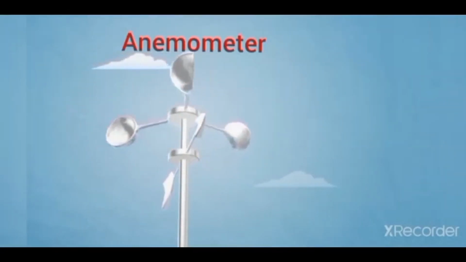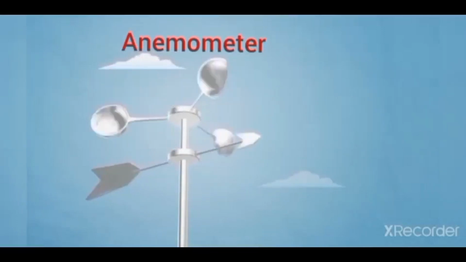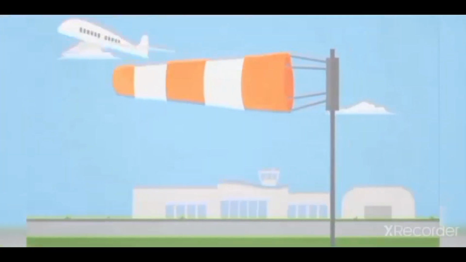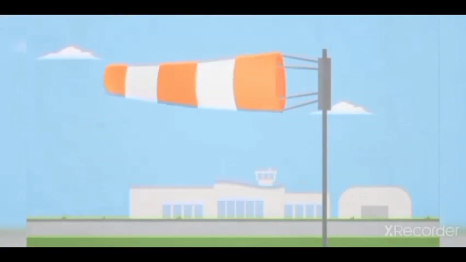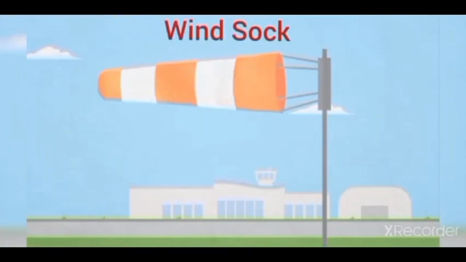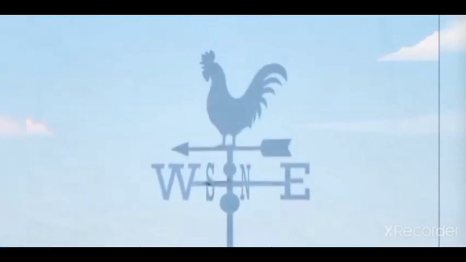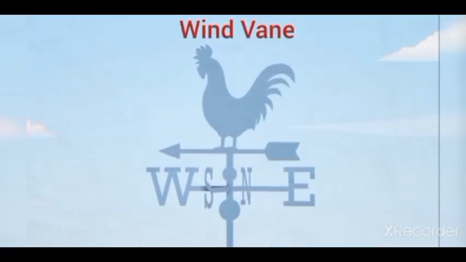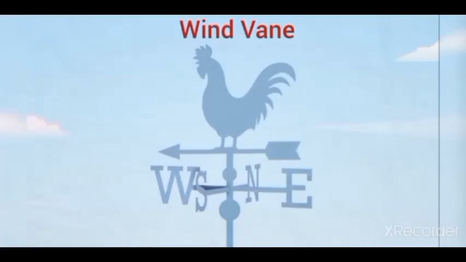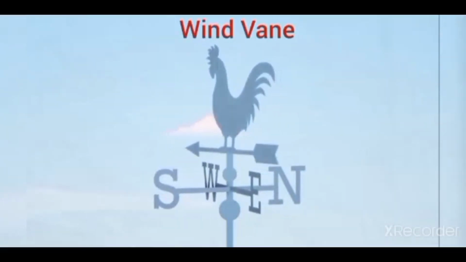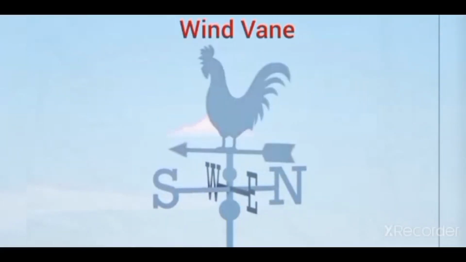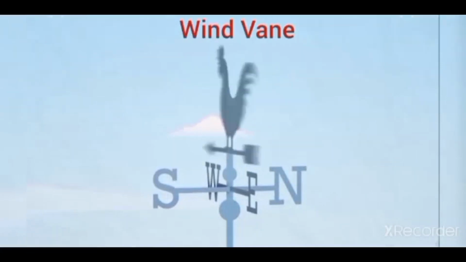Now, do you know we can also measure the wind direction? At the airport, you may see a windsock. They are used to show wind direction. We can also use a wind vane in place of this. A wind vane is used to show wind direction. It is placed on the top of a building or a large tall pole. The wind causes it to move and point in the direction from where the wind is coming.